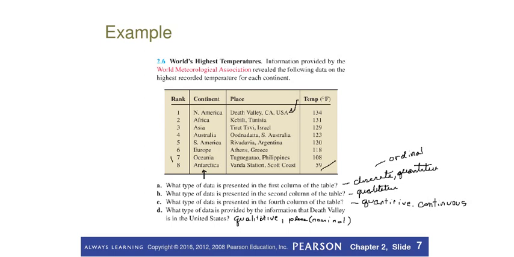So there are a number of different categories that we did not really discuss. But for our purposes in this section, we're going to stick to the idea of data being either qualitative or quantitative, discrete or continuous. And that's what you need to know.